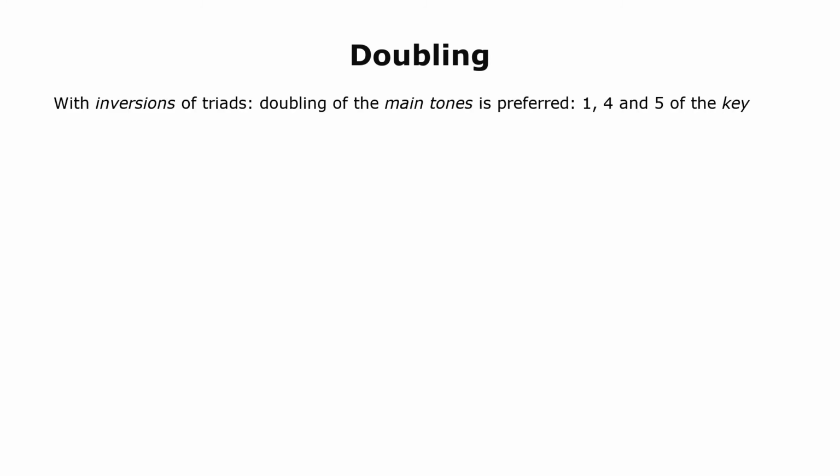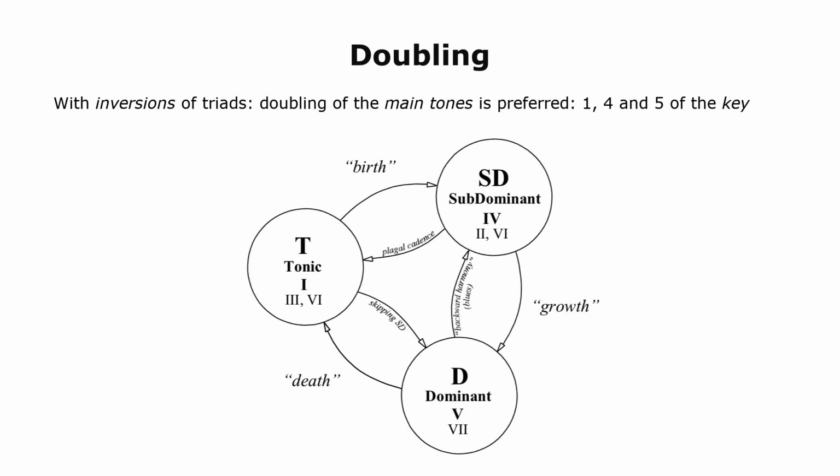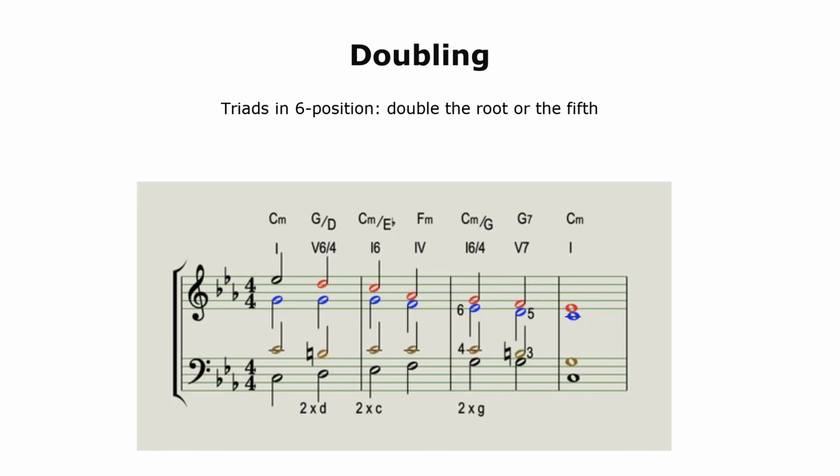With inversions of triads, you primarily double the so-called main tones, the first, fourth, and fifth note of the key, which you know as the root notes of the Holy Trinity of tonic, subdominant, and dominant. In practice, this means that with chords in 6 positions, you double the root or the fifth. At the third chord in this example, the main tone C was doubled, but the fifth would also have worked.